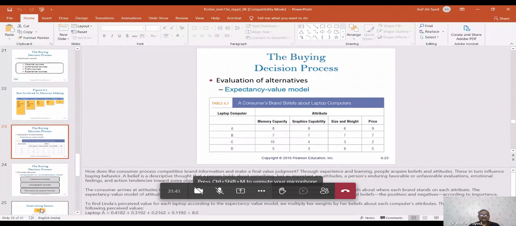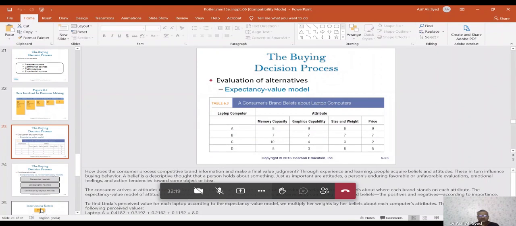Now, for brand A, the memory is good, about 8 out of 10. The graphics is very good, about 9. The size and weight is 6, that is, it is a bit bulky. Not very bulky, but somewhere around a standard size, 6. And then the price is very high. The price is 9, a very high price. This is probably the first set which is there.